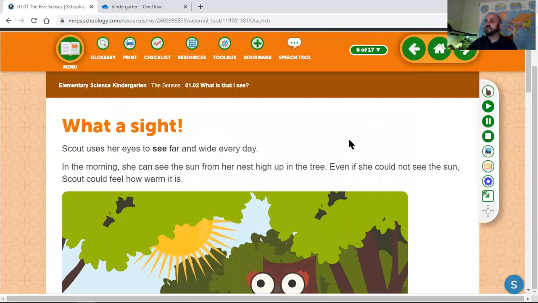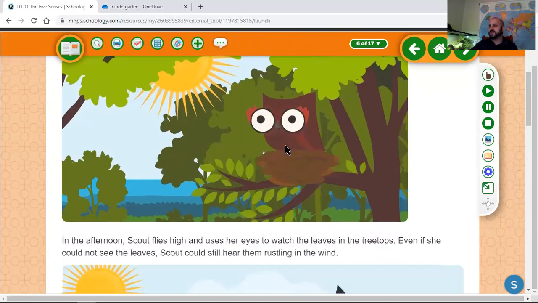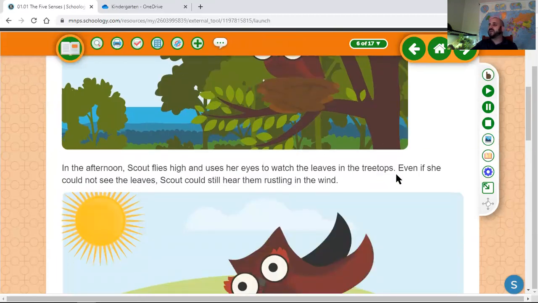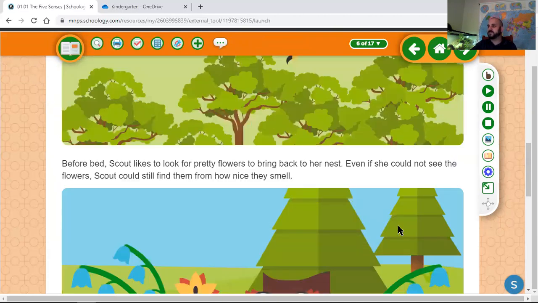What a sight. Scout uses her eyes to see far and wide every day. In the morning, she can see the sun from her nest high up in the tree. Even if she could not see the sun, Scout could feel how warm it is. In the afternoon, Scout flies high and uses her eyes to watch the leaves in the treetops. Even if she could not see the leaves, Scout could still hear them rustling in the wind.